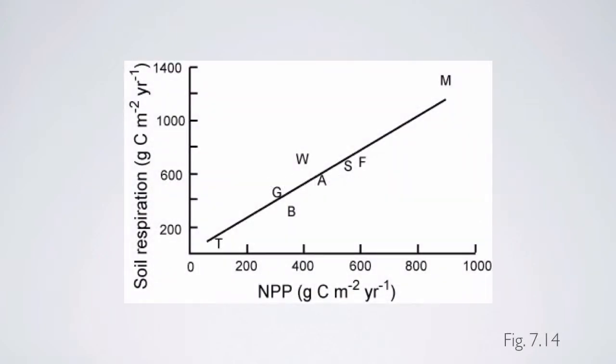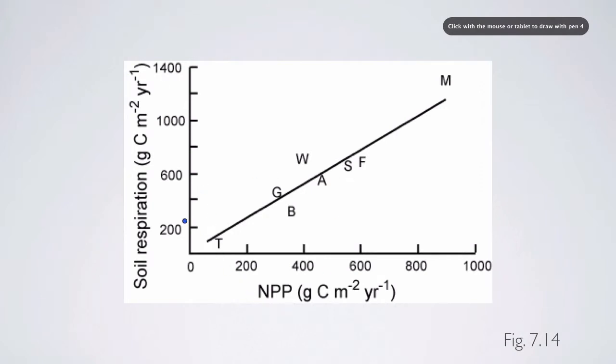This graph shows the relationship between soil respiration and NPP. So on the x-axis, we have NPP. The units are grams of carbon per meter squared per year. And again, NPP is the amount of biomass that's produced in an ecosystem in a given amount of time, here, years. Soil respiration is on the y-axis. And again, it's grams of carbon per meter squared per year, the same units as NPP.